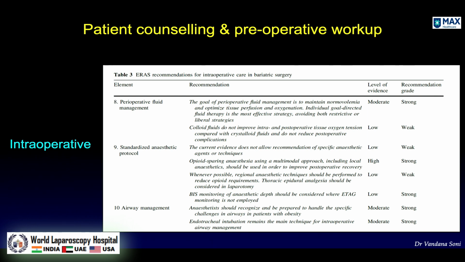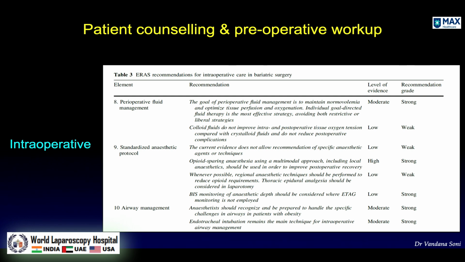The anesthetic protocol should be such that opioid-sparing anesthesia is what should be used in these patients, because a lot of them will have obstructive sleep apnea, will have hypoventilation syndrome. So in all these patients, regional anesthesia in the form of blocks helps in decreasing the overall requirement of analgesia, helps in early ambulation of these patients.